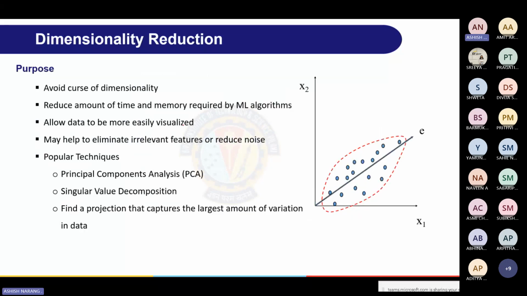So in order to reduce that, we can avoid this curse of dimensionality by using certain techniques for dimensionality reduction, and one of them is PCA, right? Singular value decomposition is also there, right? And in these techniques, what we are doing is trying to project the data in such a way that a larger amount of variation is actually captured in the data, right?